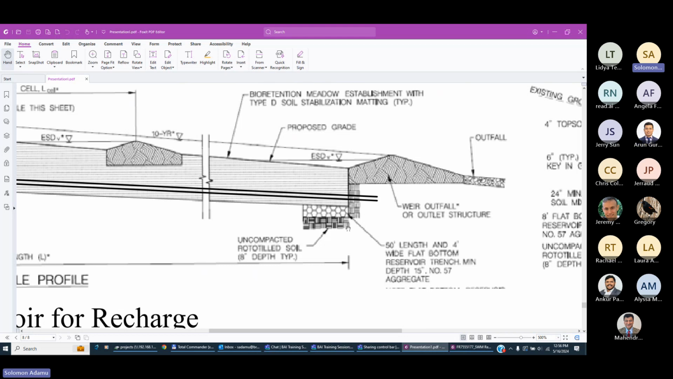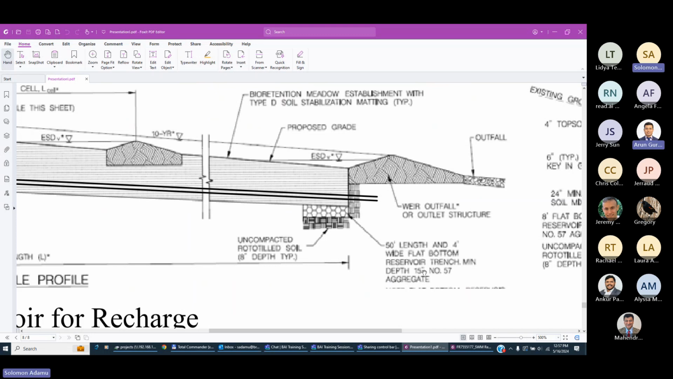We are doing this because we have an under drain. Having an under drain means we don't have good infiltrating soil here. So the under drain will help to take away the water, but it's not going to help for the recharge. That's why we are providing, under the invert of that under drain, more reservoir here for recharge.